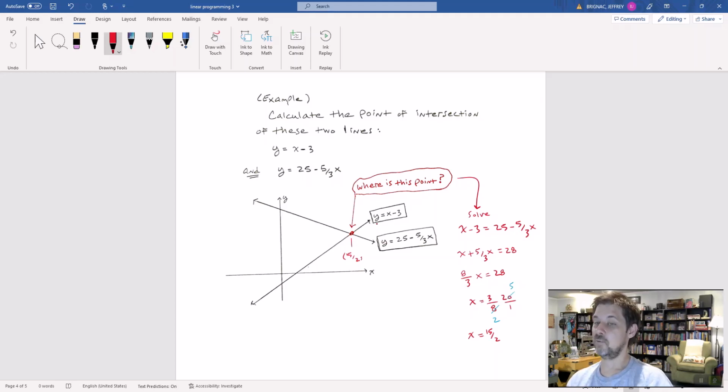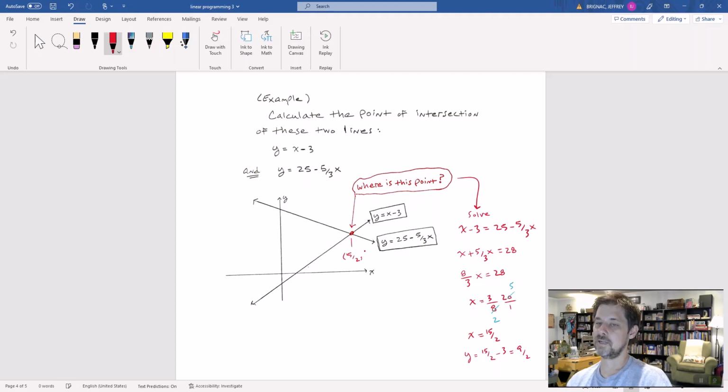You could find the y coordinate of this point by taking the known x coordinate and plugging it into either one of these equations and calculating for y. You can use either one. Let's use the simpler one. The y coordinate is x take away 3, so that'd be 15 over 2 take away 3. That's 15 over 2 minus 6 over 2, so that's 9 over 2.